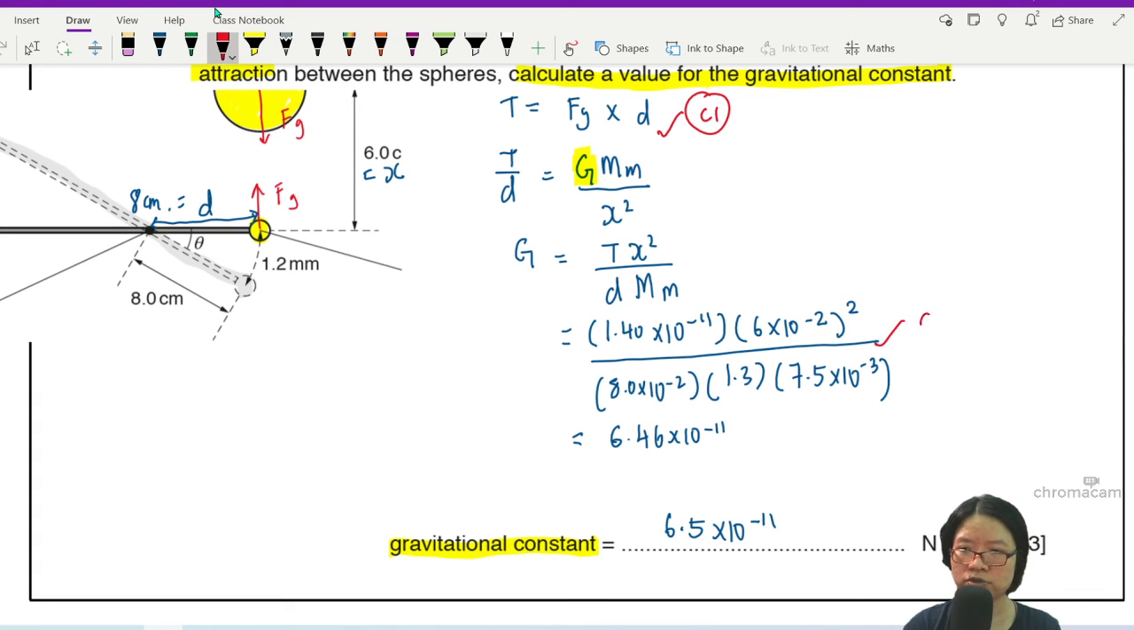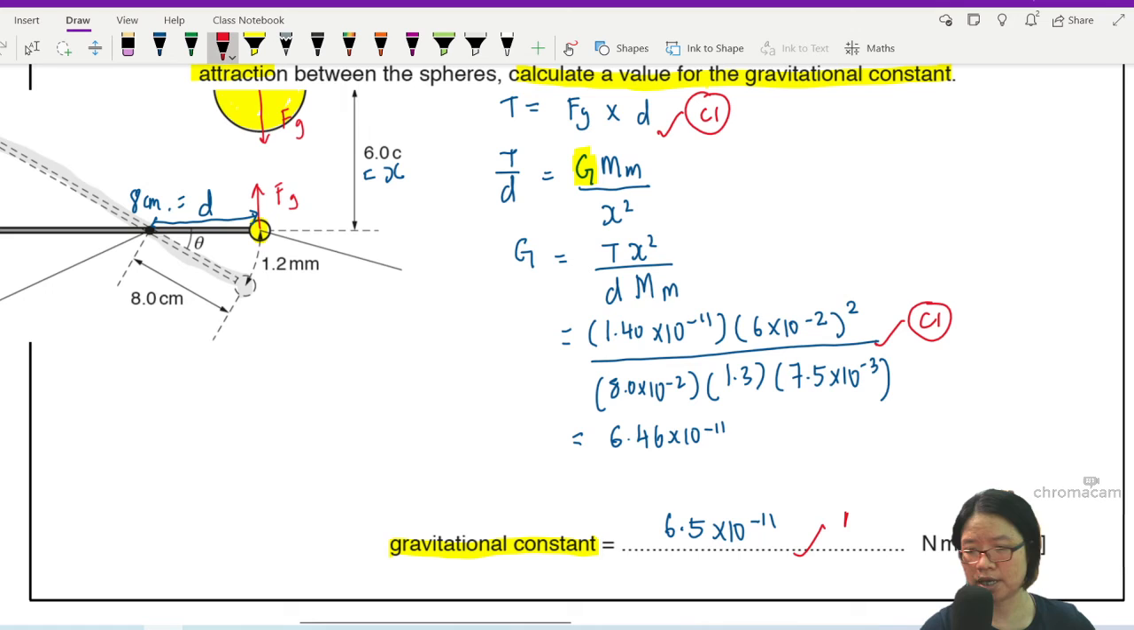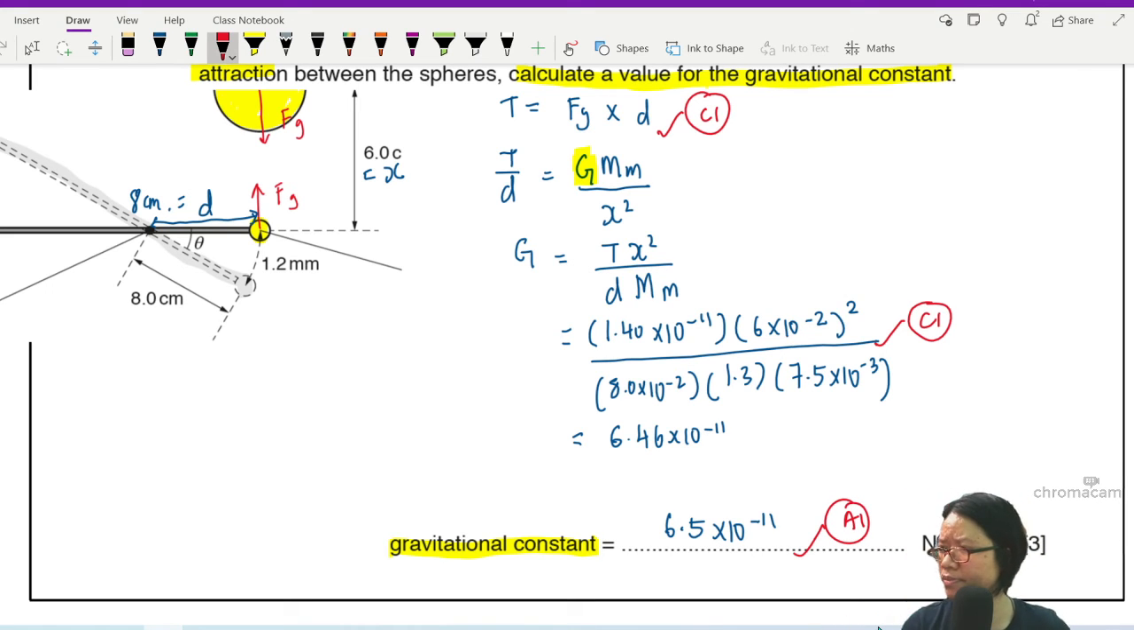1 more mark if you substitute everything correctly. Of course, you can find the gravitational force first. You can put in the 1.4 times 10 to the power negative 11 and divide by D, which is 8 cm, to find the gravitational force. That part will give you your C1. And then after that, you substitute all the other values. You will get another C1. And the final answer, correct, is A1. So it can be 6.46.